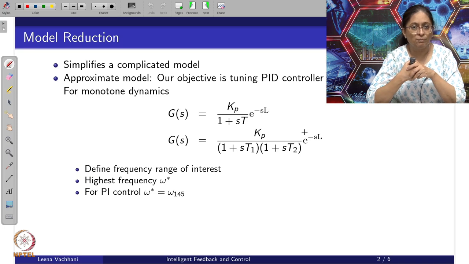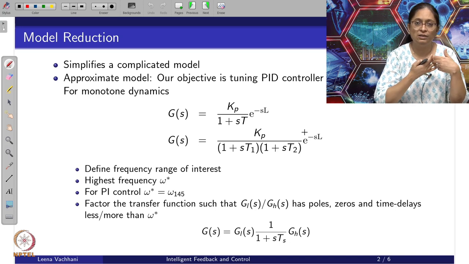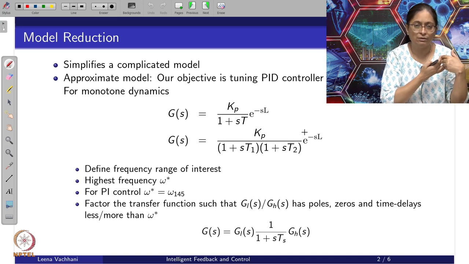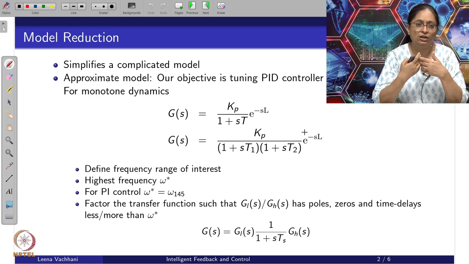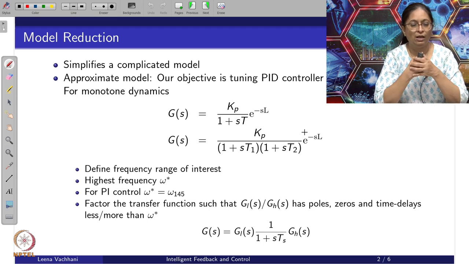For PI controllers, typically we use this 145 degree phase difference for considering it as a high frequency range as well. So from the control part of it also, we can consider what should be my omega star. For example, if I want to control the system with PI control, then omega star can be selected as omega 145, regardless of what are going to be the actual frequencies of operation.